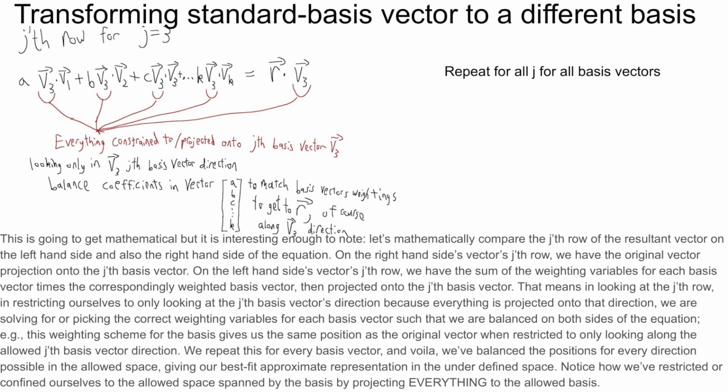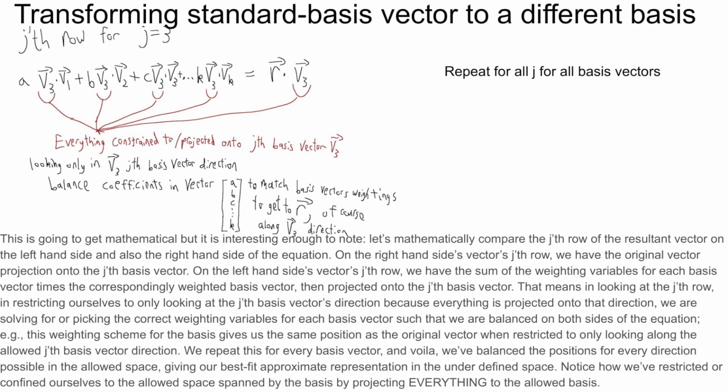In other words, this weighting scheme for the basis gives us the same position as the original vector when restricted to only looking along the allowed jth basis vector direction. We repeat this for every basis vector, and voila, we've balanced the positions for every direction possible in the allowed space, giving our best fit approximation representation in the underdefined space.